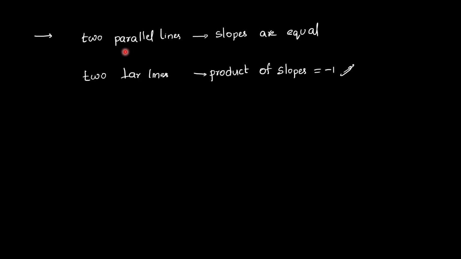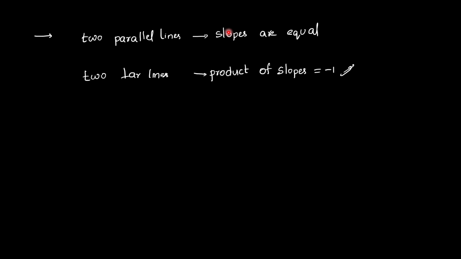When we are talking about slopes, we usually talk about two parallel lines and two perpendicular lines and the properties of their slopes. We know that for two parallel lines, slopes are always equal, because parallel lines means they have the same inclination with respect to horizontal. That means the slopes are always equal.